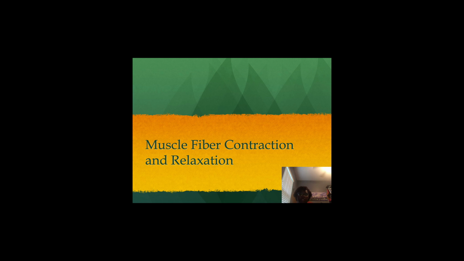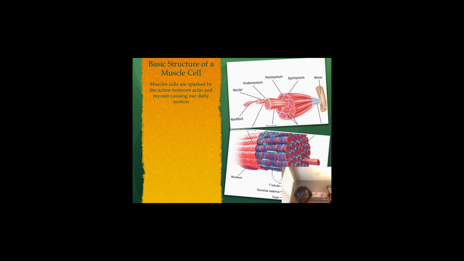Hi, my name is Courtney Leonard, and I will be presenting muscle fiber contraction and relaxation. The basic structure of a muscle cell is where you have the actin and myosin acting together, causing a spark of action for our daily motion. Also, we have myofibers, which are the parallel threads squashed together to form muscle fibers. They include mitochondria, multiple nuclei, and sarcomeres, as well as vesicles, which are large structure bundles formed from muscle fibers.